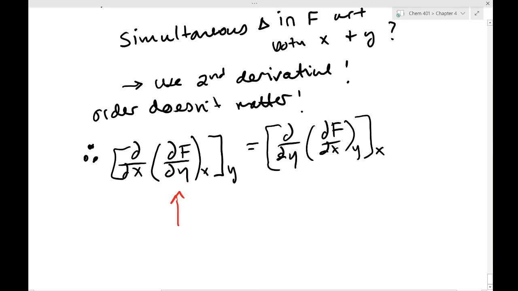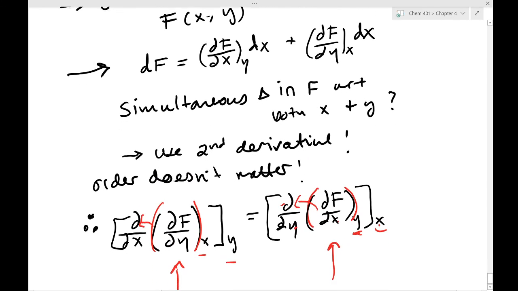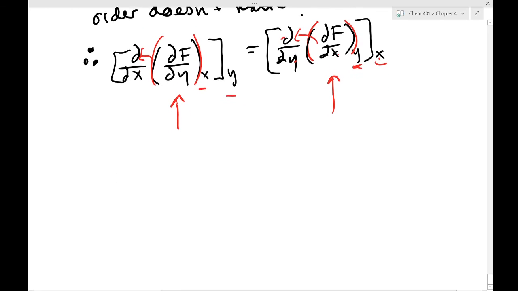This inside part is taking the derivative of f with respect to y, and then it's replacing that inside these brackets and taking the derivative of that result with respect to x with y constant. This side is taking the derivative with respect to x, with y constant, and then taking that result and taking the derivative with respect to y with x constant. What this is saying is that these two are equal simply because of the way that we set it up, and you can actually verify that for yourself. So these two values are equal.